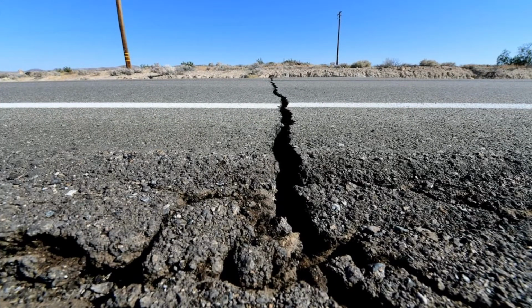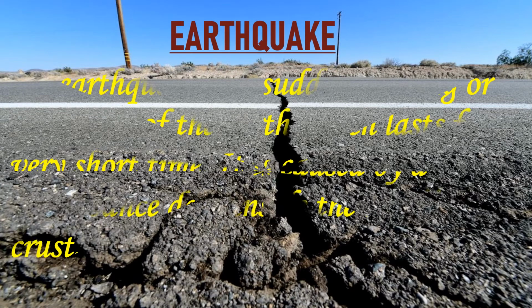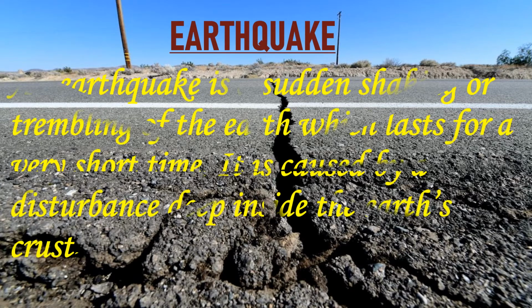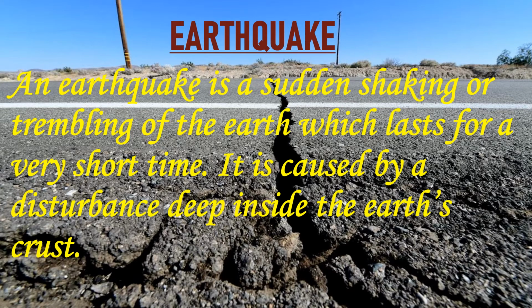Children, first we will see what is an earthquake. Any sudden disturbance below the earth's surface may produce vibrations or tremors in the earth's crust. These vibrations or shakings are known as earthquakes. In other words, an earthquake is a sudden shaking or trembling of the earth which lasts for a very short time. It is caused by a disturbance deep inside the earth's crust.